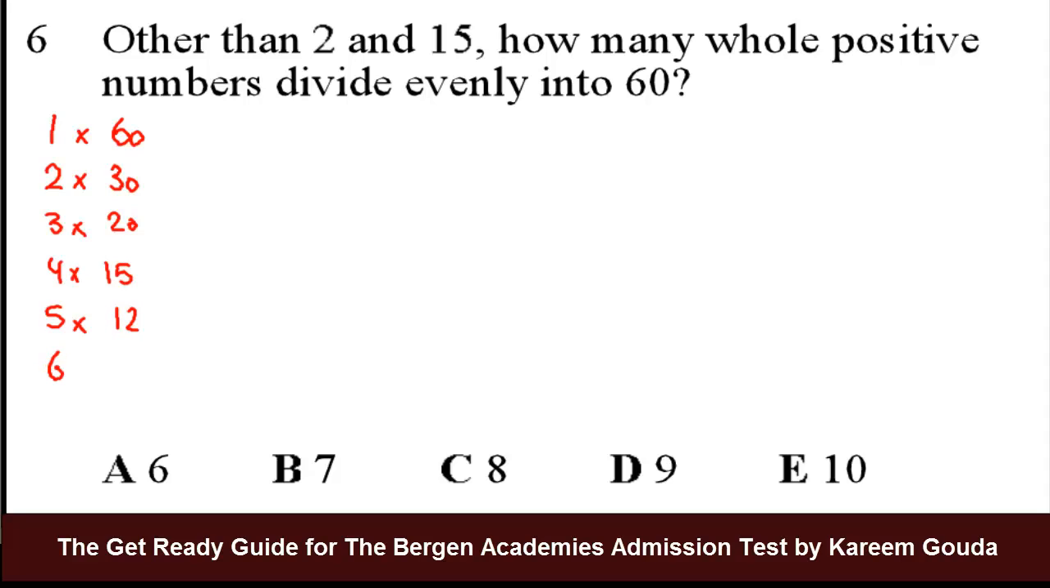Okay. How about 6? 6 times 10. 7? No. 8? No. 9? No. 10? We already have 10 right here, so we're done. Now, how many factors are there here? 1, 2, 3, 4, 5, 6, 7, 8, 9, 10, 11, 12. But remember the question said other than 2 and 15. So we have 12 factors, but take away 2 and take away 15, you will be left with 10 factors. So the answer is E.